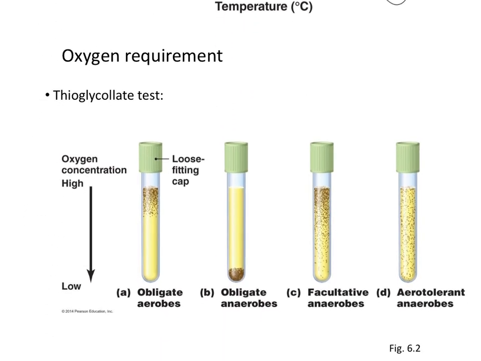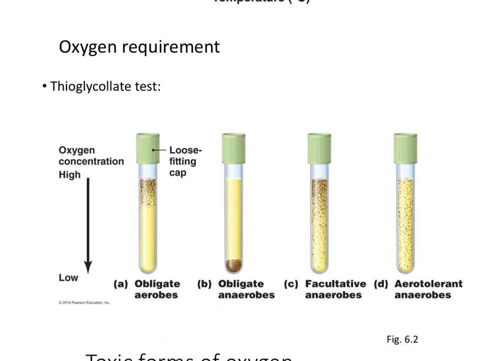All right, in terms of oxygen requirement, this is another thing that you're going to explore in lab next week. And I mentioned this test before when I was talking about anaerobic culture medium. Let's look at it a little bit more closely now. The thioglycolate test, this is a medium that has thioglycolate in it. This is a reducing agent that reduces any oxygen in the medium down to water.